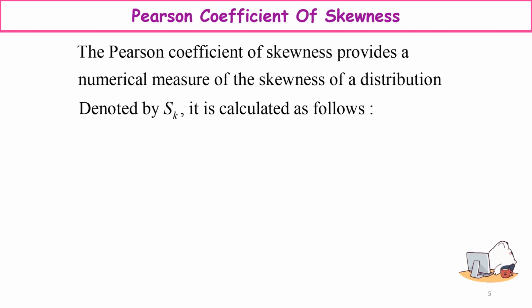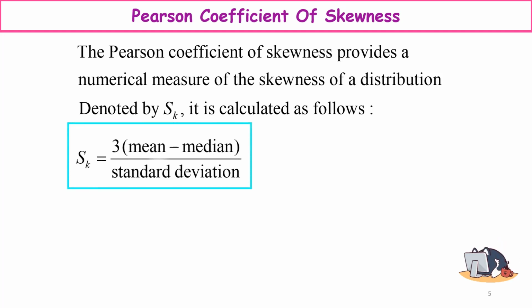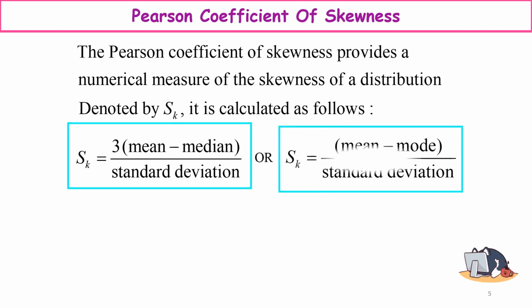Pearson's coefficient of skewness is calculated by multiplying the difference between the mean and median by 3. The result is divided by the standard deviation. The second method of Pearson's coefficient of skewness is calculated by finding the difference between the mean and mode. The result is divided by the standard deviation.